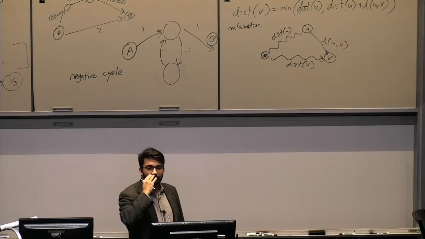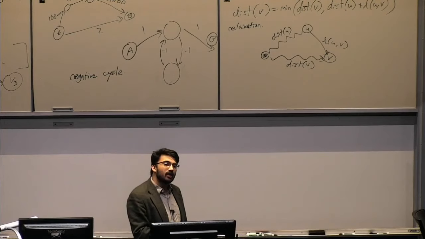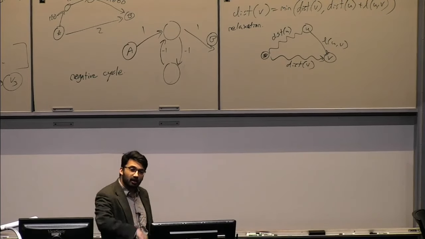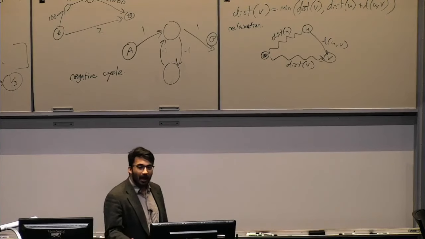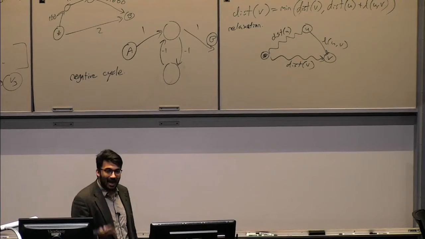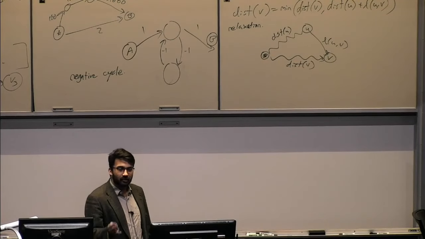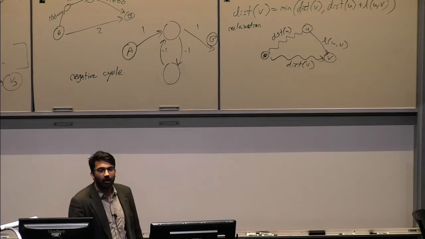Yes? How does it work for negative cycles? Let's suppose that there are only negative weights and no negative cycles, and then we'll talk about the negative cycle at the end of Bellman-Ford. Bellman-Ford actually gives you a way to detect a negative cycle as well. But let's suppose there are no negative cycles for now, and then we'll talk about how it detects this.